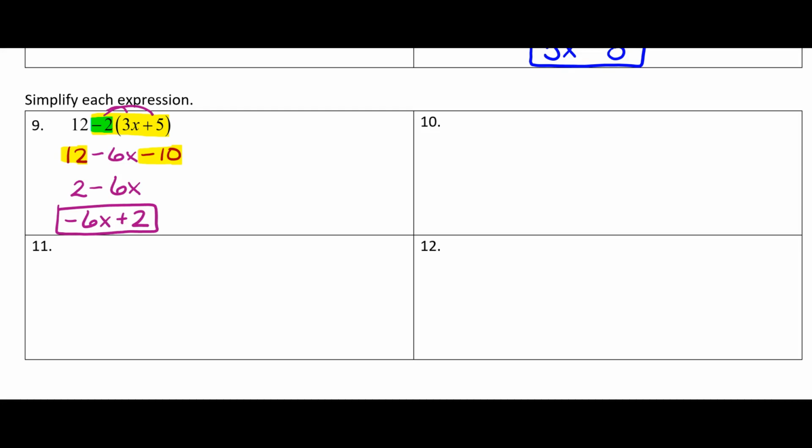All right, so let's look at number 10. So we have 3x times the quantity 7 minus 2x plus 5x squared. So the first thing we want to take care of is this multiplication of 3x times this quantity. Get rid of the grouping symbols. So we'd have 3x times 7, which is 21x, and then 3x times negative 2x. So 3 times negative 2 is negative 6, and if you remember, x times x is x squared. And then bring down the plus 5x squared.